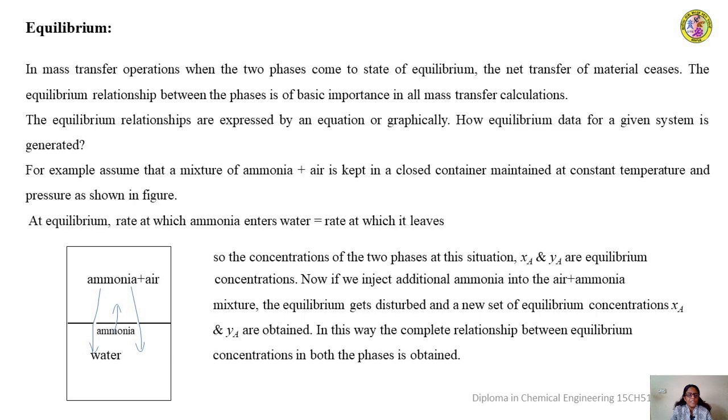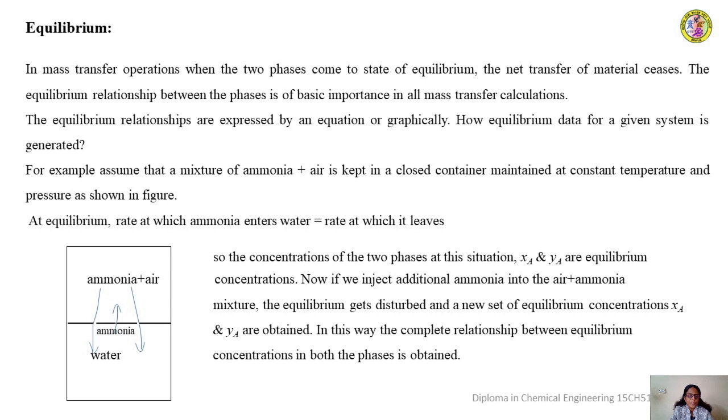Now, for the same conditions, we can get another set of Xa and Ya values if we add additional ammonia molecules into air. Just imagine that we are injecting some additional ammonia molecules into air without altering the conditions. Then the equilibrium that was reached will get disturbed because the ammonia concentration in air again increases. Now the net transfer of ammonia from air to water again starts. So again the same process gets repeated.